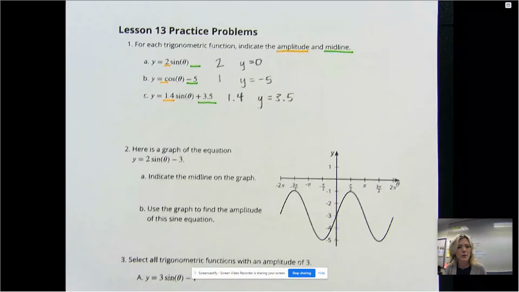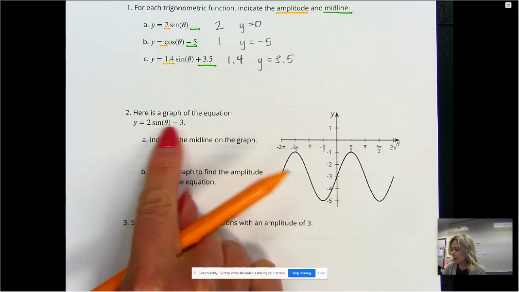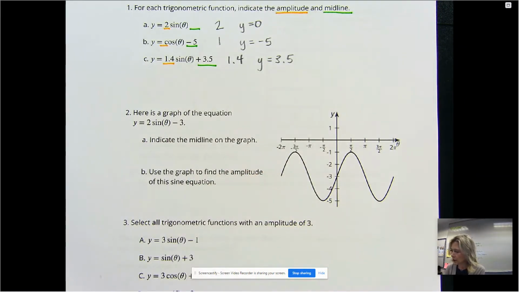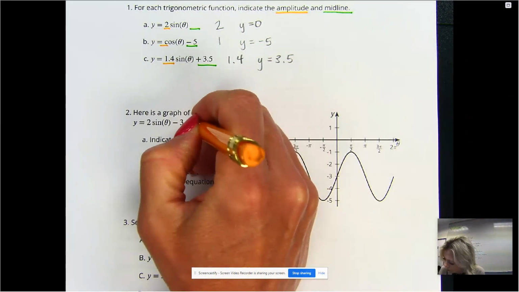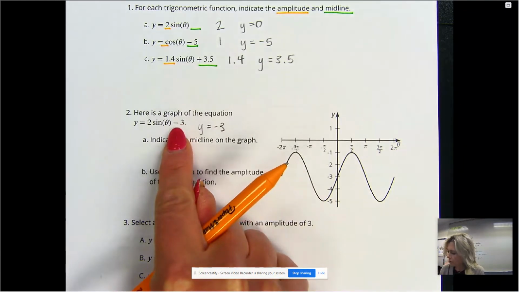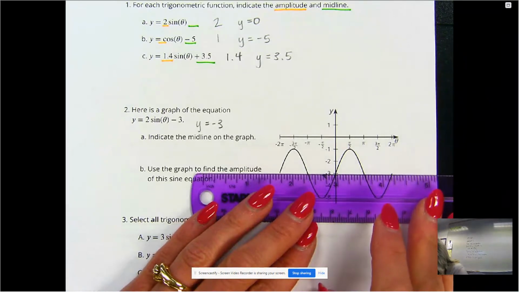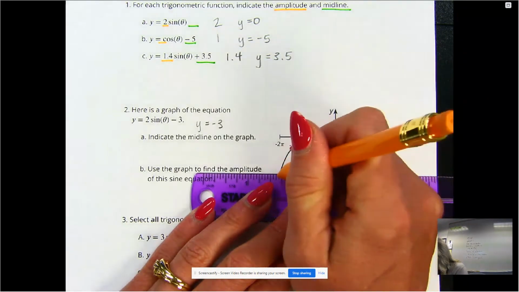Okay, for number 2, here's the graph of the equation. We have 2 times the sine of theta minus 3. Indicate the midline on the graph. So I know the midline is at y equals -3 because of the minus 3 right there in the equation. So right here, y equals -3 is the midline.